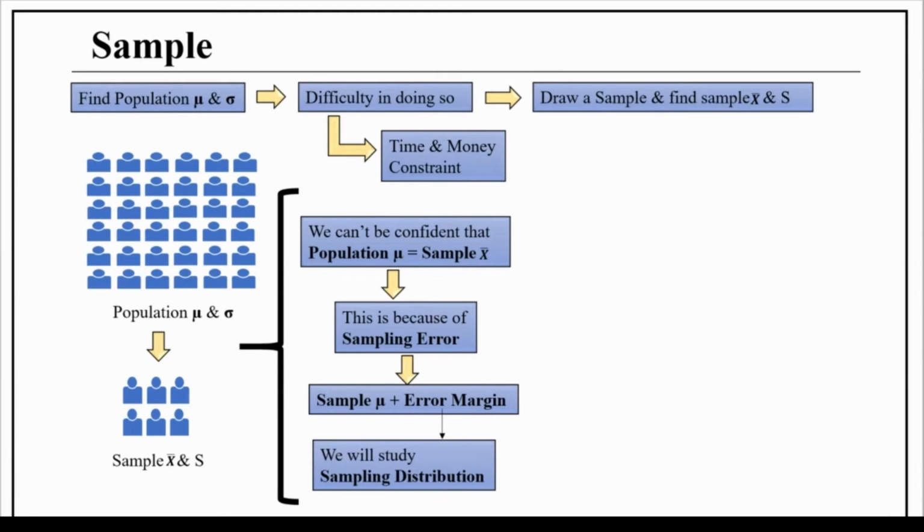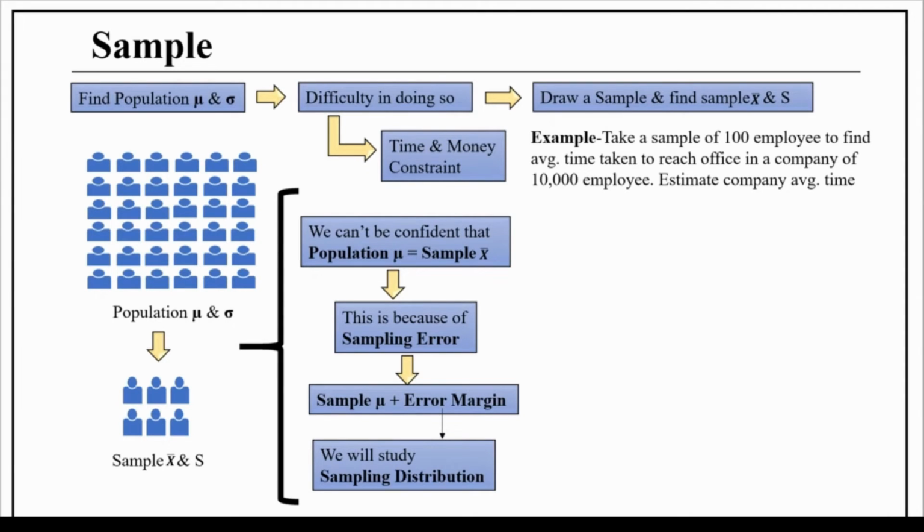Is there any other way to determine the population mean by using the sample mean, also with some accuracy? Yes, we can say that the population mean is equal to the sample mean plus or minus some margin of error. For this, we will study the sampling distribution. Let's take an example to understand properly.